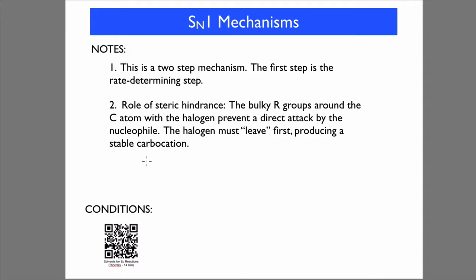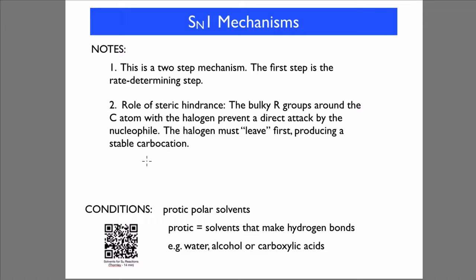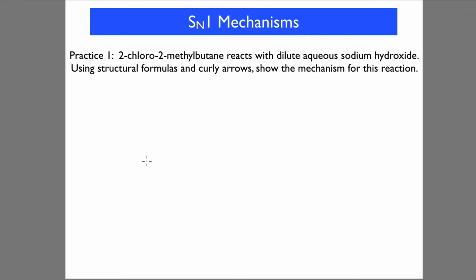You have to remember the role of steric hindrance, that the bulky alkyl groups around the carbon atom with the halogen prevent a direct attack by the nucleophile. The halogen must leave first, producing the stable carbocation, and it occurs in protic polar solvents, which are solvents that make hydrogen bonds. For example, water, alcohol, or carboxylic acids. This helps to stabilise the carbocation.